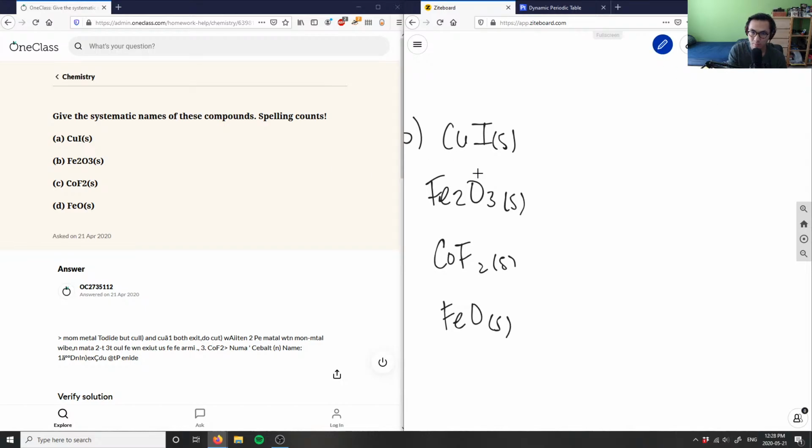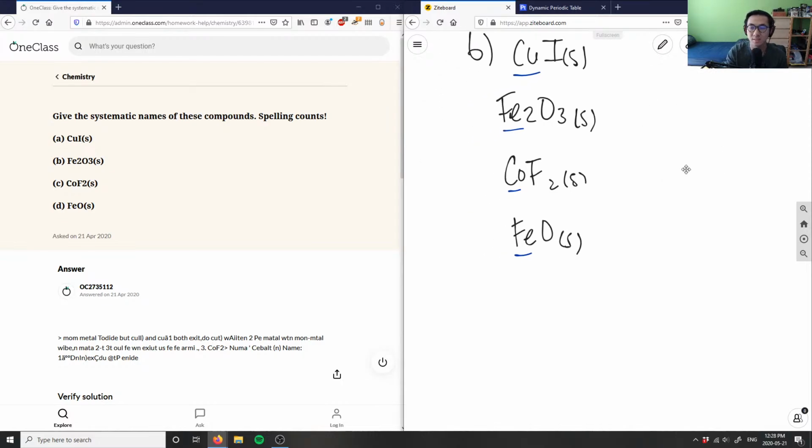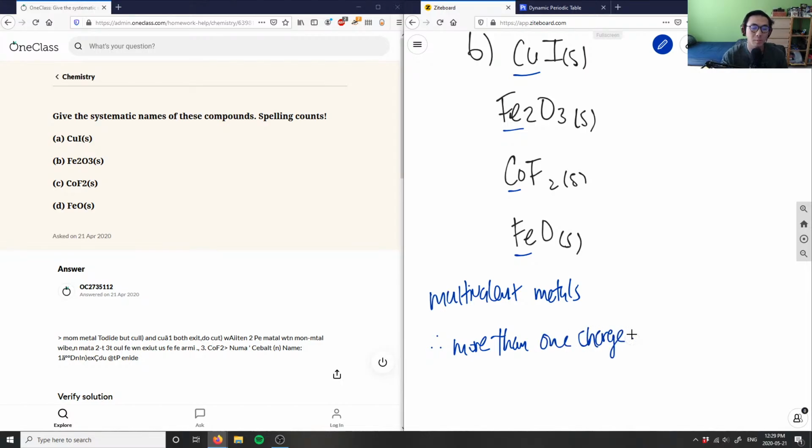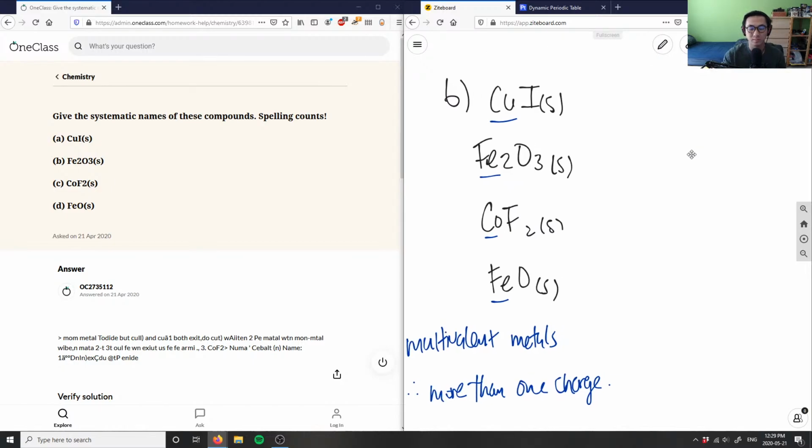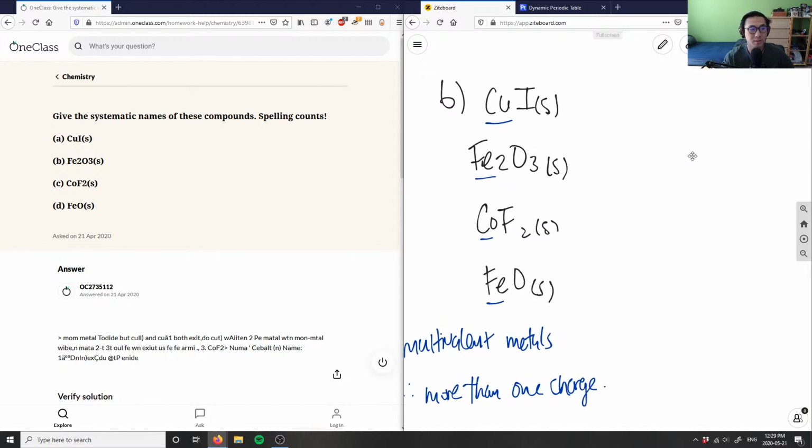So I have copper here, I have iron, I have cobalt, and I have Fe here, or iron here. And the trick here is that all these metals are multivalent metals. So they exist in 2 or more different charges. So multivalent metals have more than one charge. So why do we care about multivalent metals? Well, it's going to affect the naming of these metals. For example, copper has a 1+ charge or a 2+ charge, depending on which state it's in.